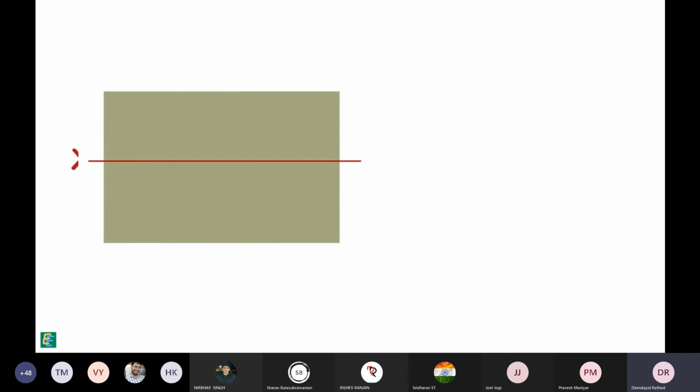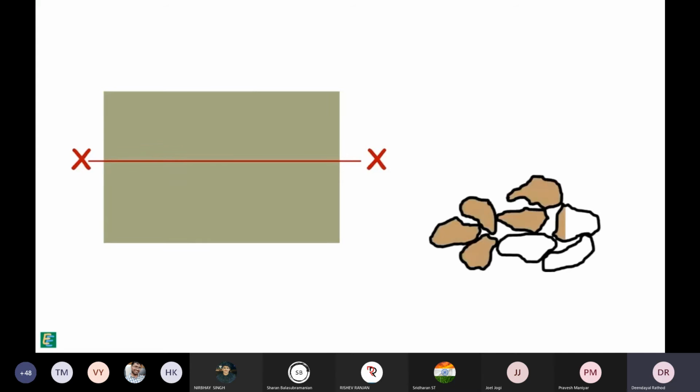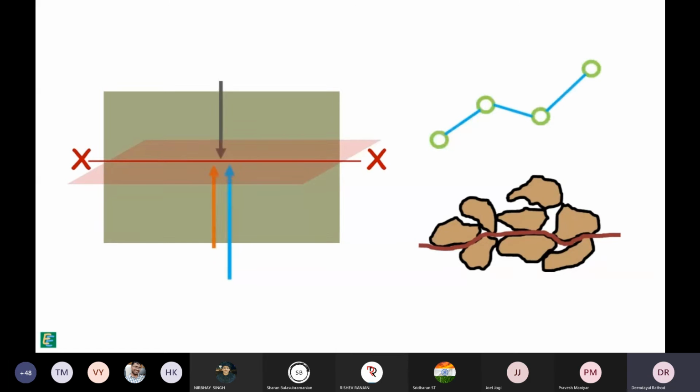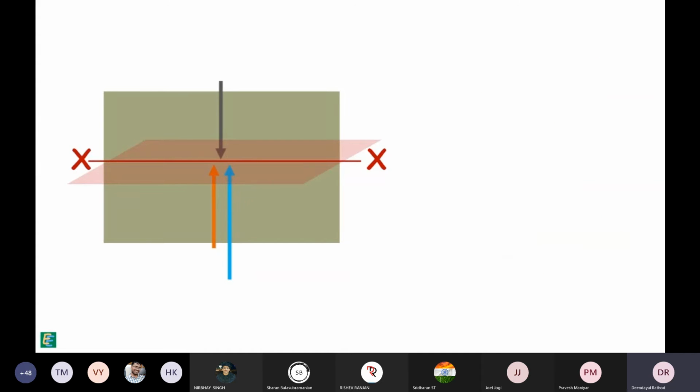Now take an imaginary plane XX at any level in the soil mass, which passes through all the points of contact between soil particles that lie in this plane. This plane looks wavy on the small scale, but for all practical purposes, on the mass scale, we can consider it perfectly plane. We will try to analyze the forces on this plane. The total normal stress on this plane can be given as total normal force acting on the plane divided by the area of the plane, let's say capital A.